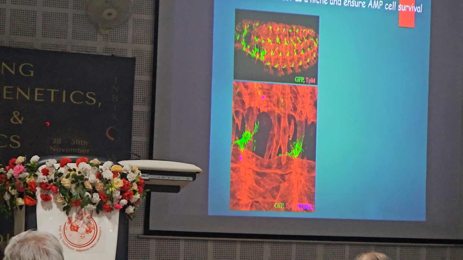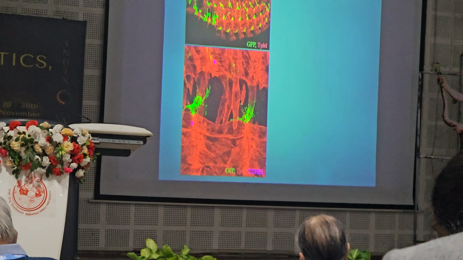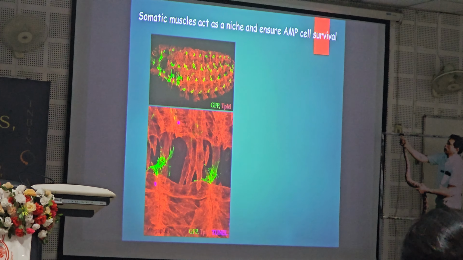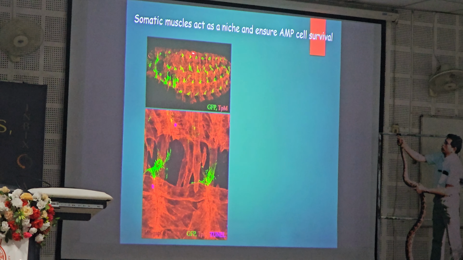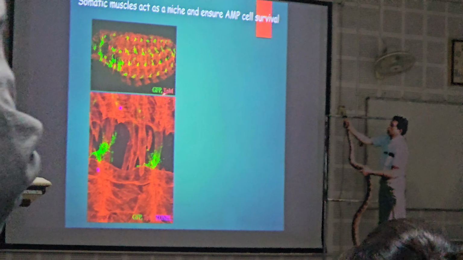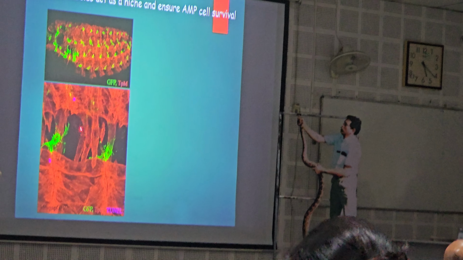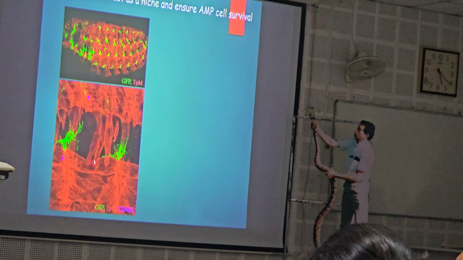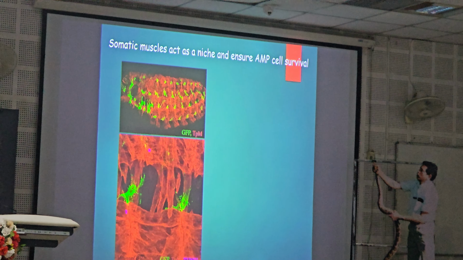So then we also wanted to see what's the actual role of muscles. If you remove the muscles, what happens to the AMPs? Here you can see the wild type embryo with muscles in red and muscle stem cells in green, stained with a marker that expresses in apoptotic cells. So apoptotic cells are not actually expressed in the muscle stem cells.